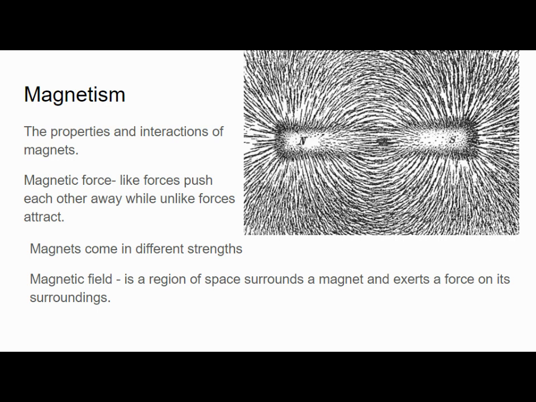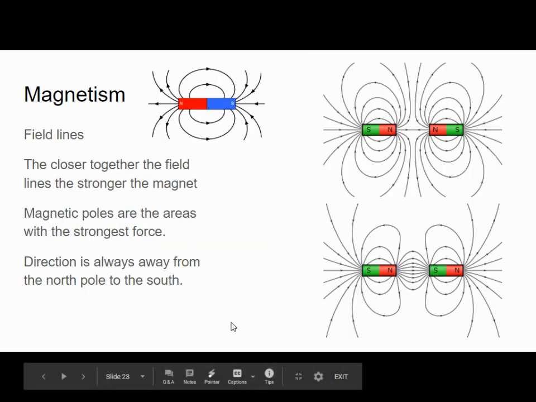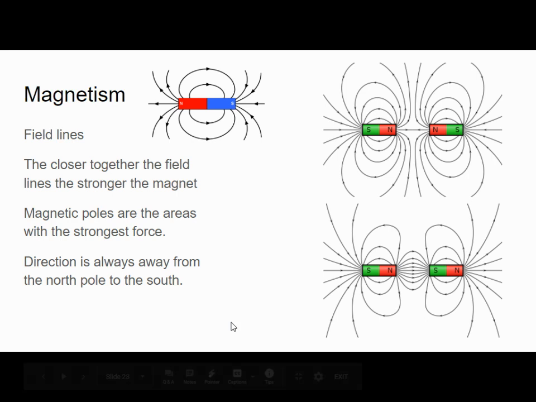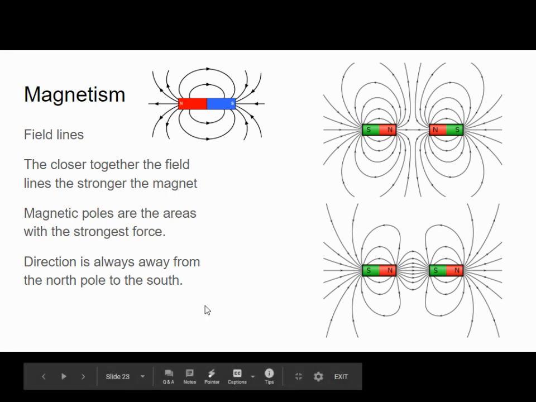Magnetic field is the region, the space around a magnet, which exerts its force. Field lines are a lot like the electrical field lines that we looked at. North pushes away from it, south pulls into it. Every magnet has a north and south end. The closer together the field lines are, the stronger the magnet. The further apart, the weaker. Magnetic poles are the areas with the strongest force.